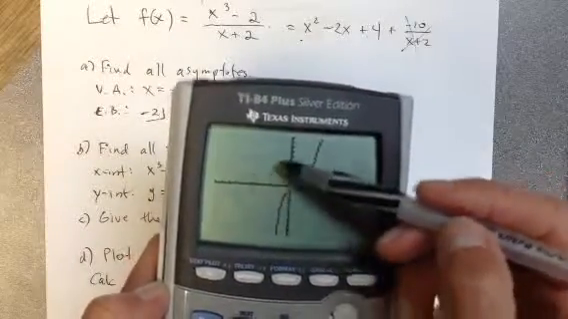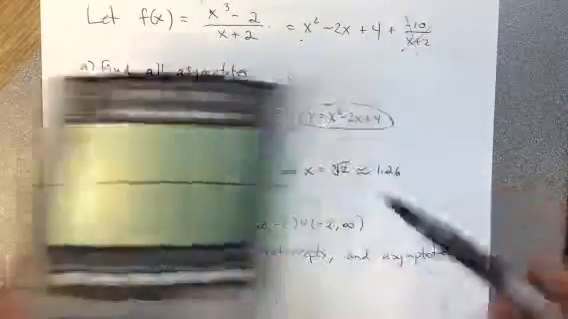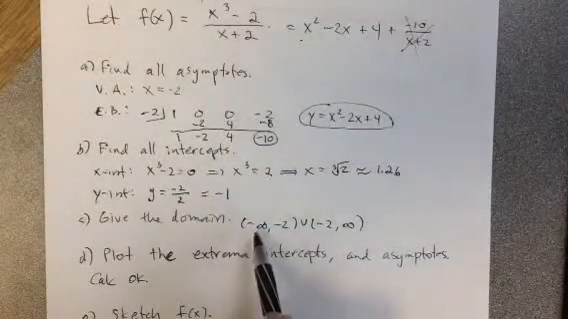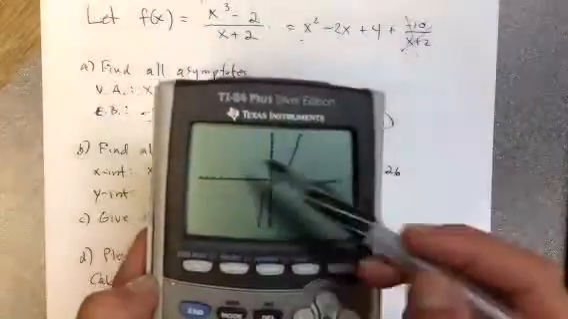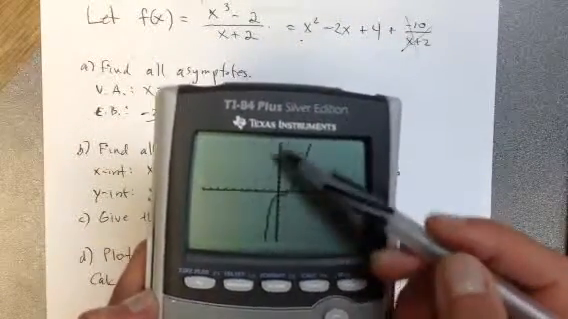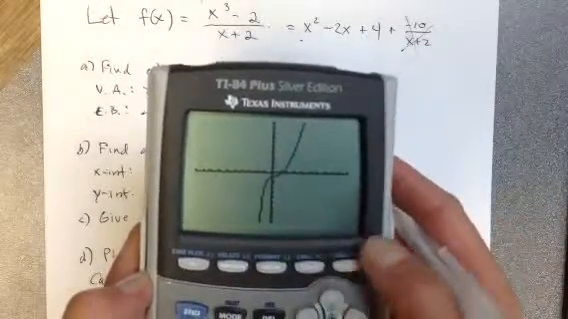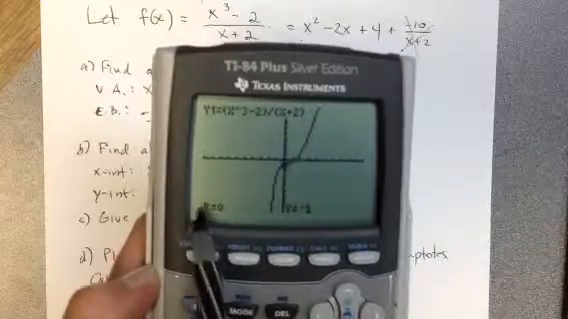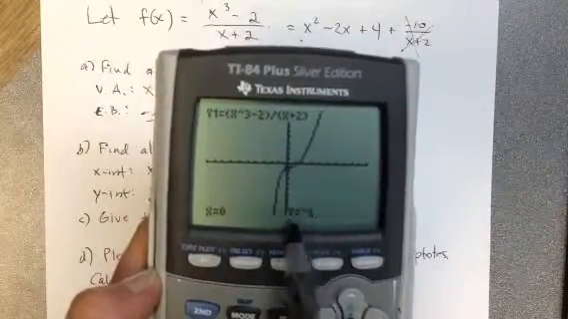But we see there's no graph for this portion, and that's a red flag because the domain is supposed to include x going from negative infinity to negative 2. So we need to find out a window that's going to allow us to see this part of the graph. So let's press trace, and then we're going to put x on the other side of negative 2 and see what the y values are.